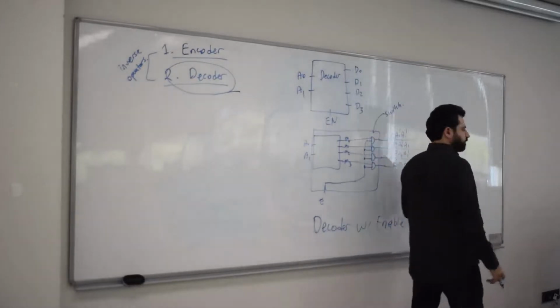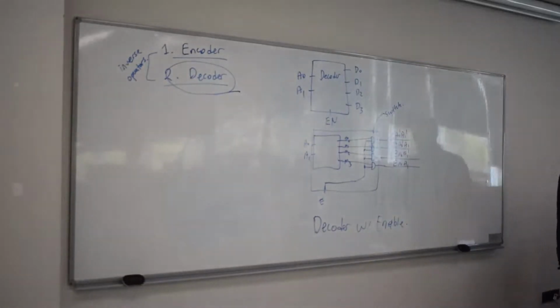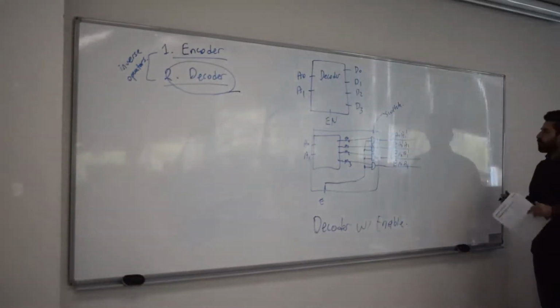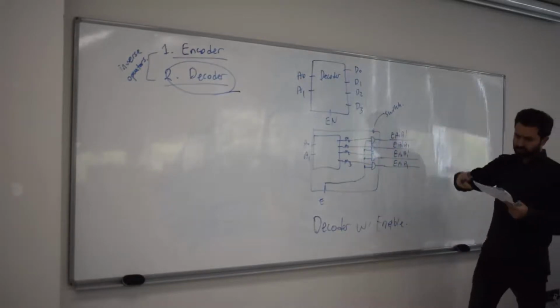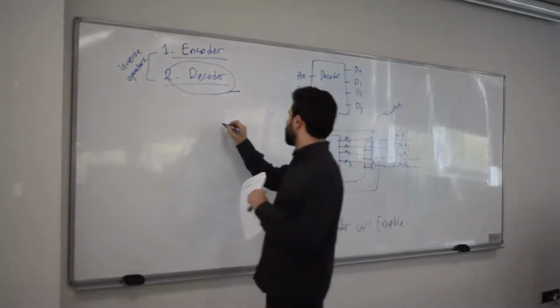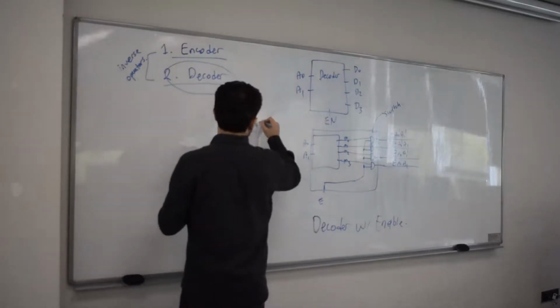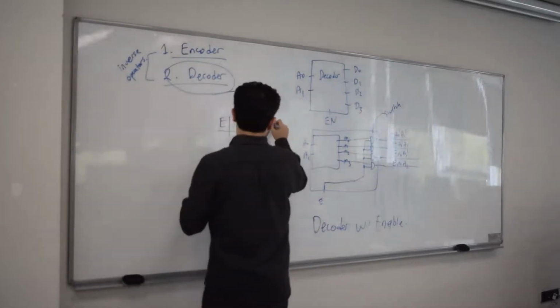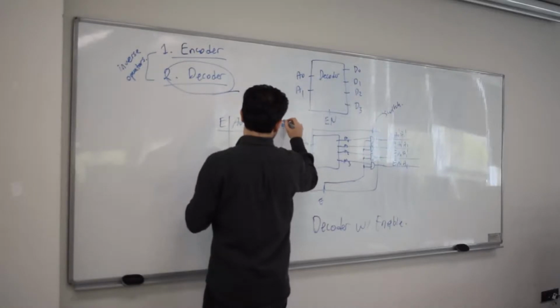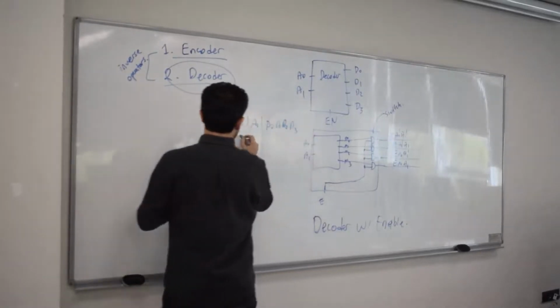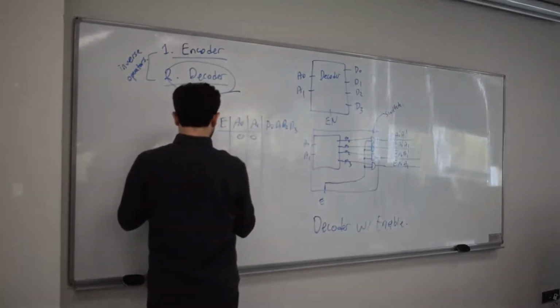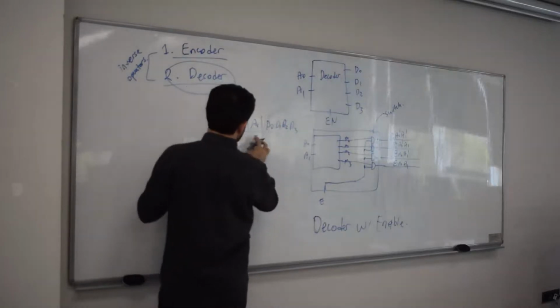With an enable. Sometimes you may be given, so let me also draw the truth table just in case you have it. You've got A0, A1. It's pretty simple, but I'm going to draw it anyway. So you've got 0, 0. Actually, let me draw this way.